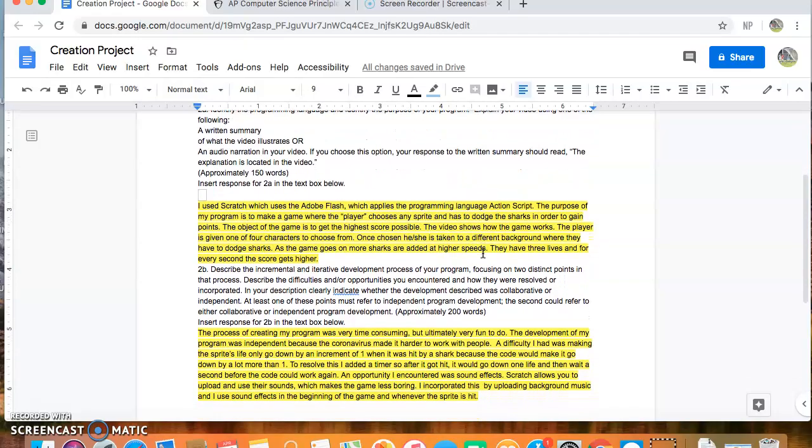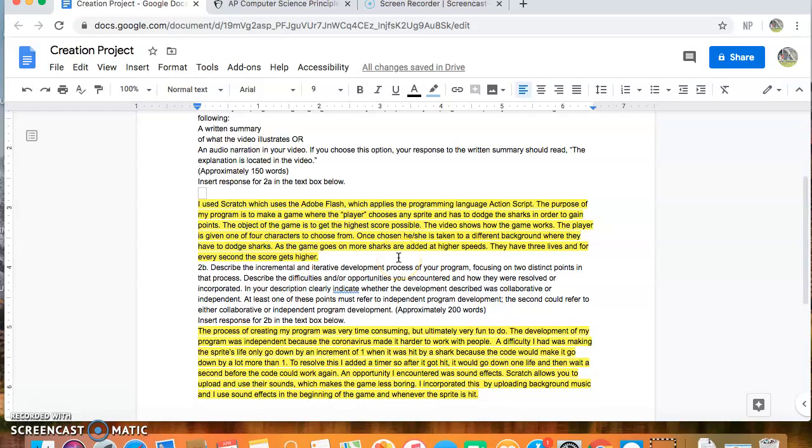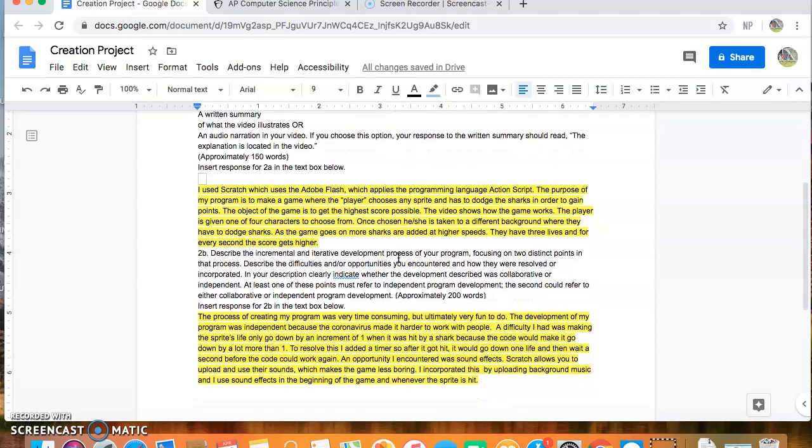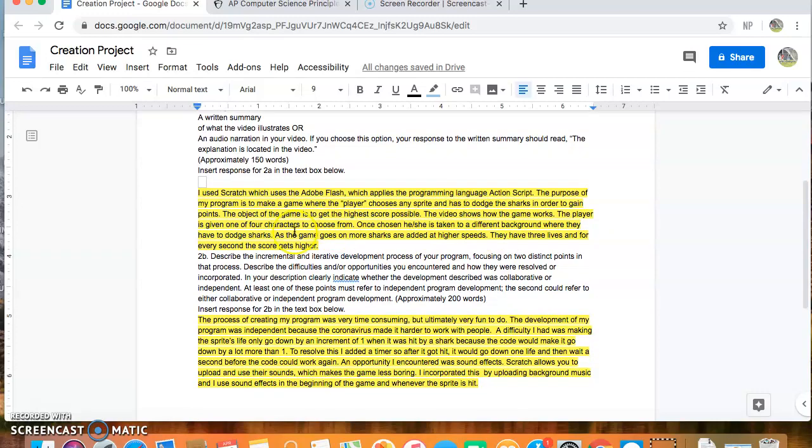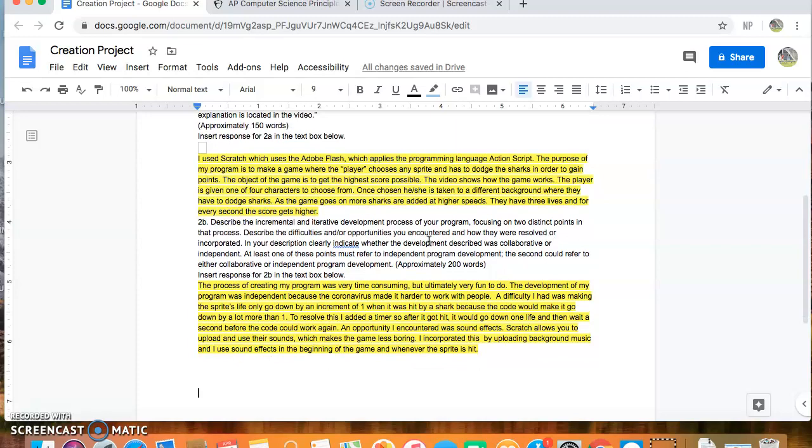The purpose of my program is to make a game where the player chooses any sprite and has to dodge the sharks in order to gain points. The object of the game is to get the highest score possible. The video shows how the game works.